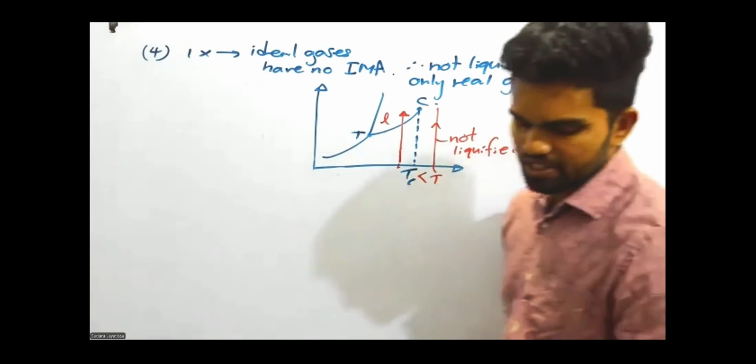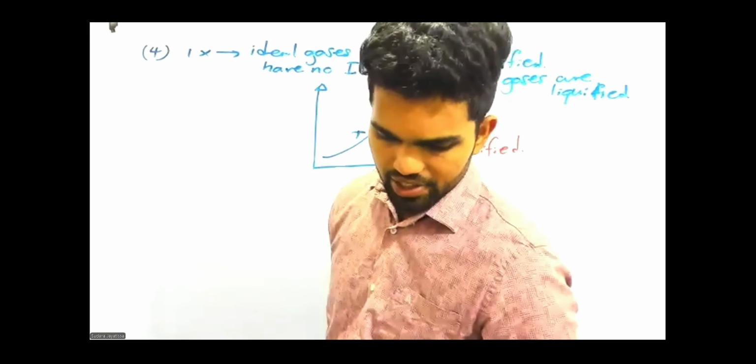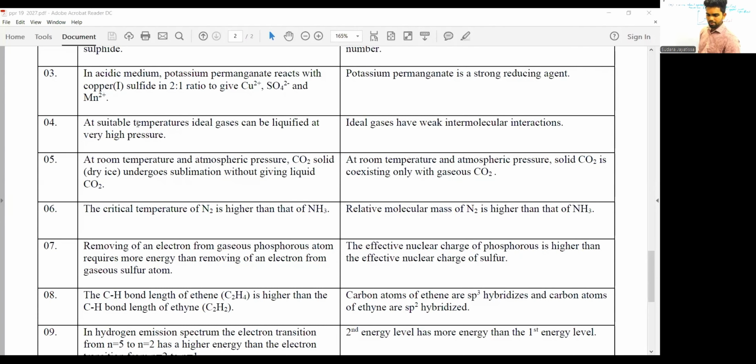So look at the statement. It says suitable temperatures. Yeah, suitable temperature. So this first statement is true for real gases, but it is not true for ideal gases, because ideal gases do not have even weak attractions. They basically have no attractions. So first statement, second statement, both are incorrect. Is that clear? So answer is answer 5. A good question.